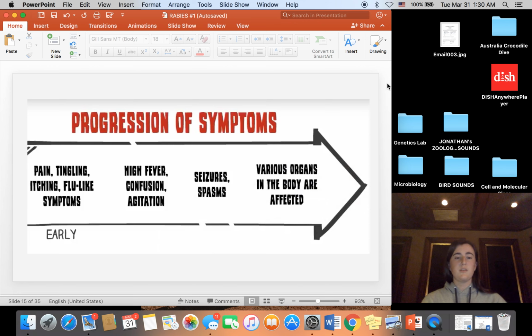So this picture shows the progressive symptoms. In the beginning, you'll have pain, tingling, itching, flu-like symptoms. Those are the lower level symptoms. And then the next one, you'll get fever, confusion, agitation. This is when you start to get the neurological problems. Next you have even further symptoms, which is seizures and spasms. And then next you'll have the various organs in the body that are affected, which is one of the worst ones before death.